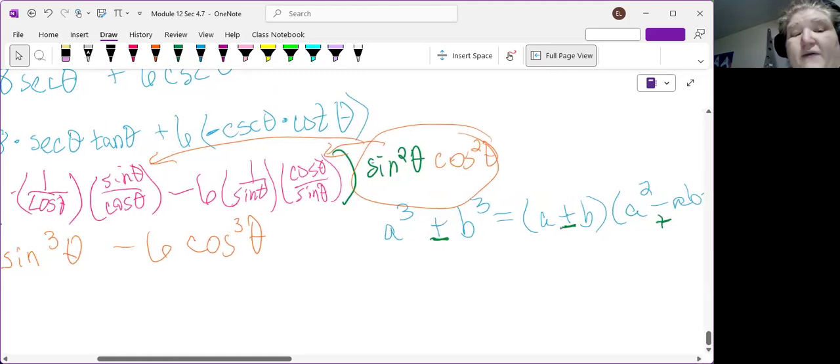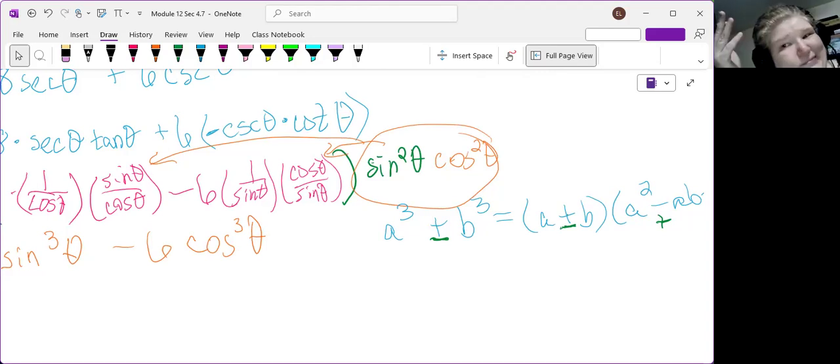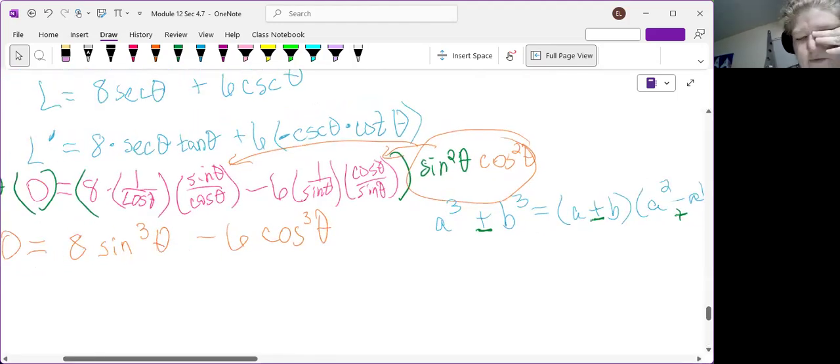So over here, I've got a sine cubed and a cosine cubed. Over here, though, it's just a cubed and b cubed. In mine, I've got that 8 and that 6, and they're kind of creating a problem. But we can handle them. We just got to get a little more creative.